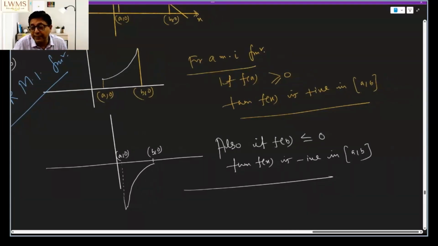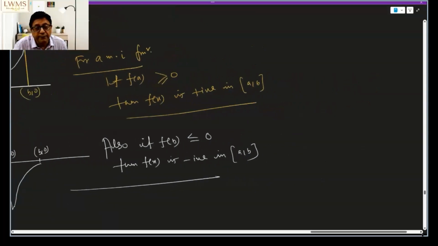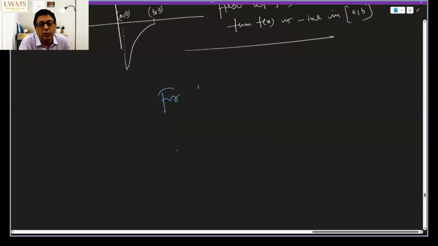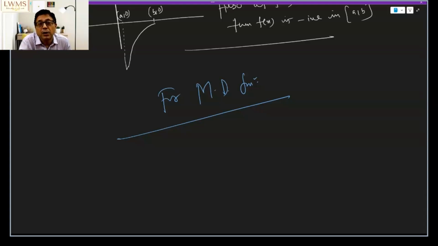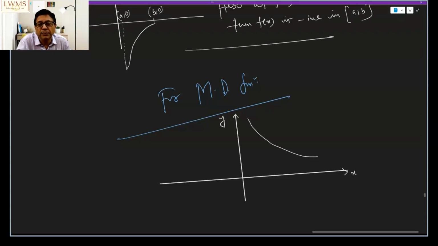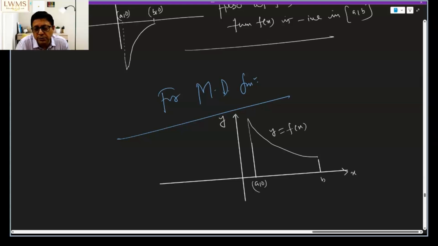Now, we are doing it for an MD function, a monotonically decreasing function. A function is MD in a given interval. Okay, let's do it here. For an MD function, x, y, this is an MD function. The graph is y equal to f(x). The interval is being taken from (a, 0) to (b, 0).